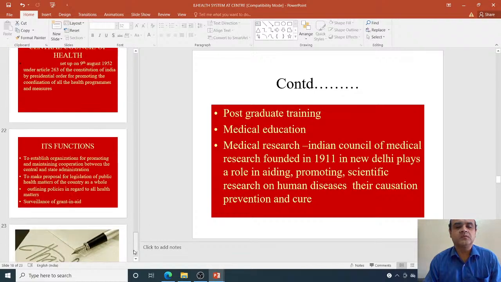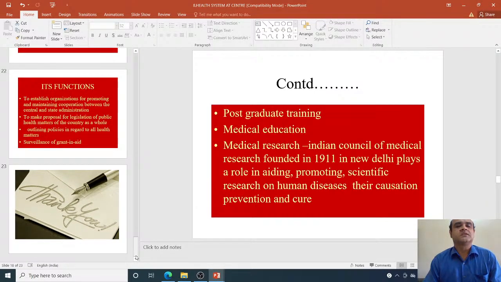So mainly this works on three levels: central, state, and regional level. The regional level also comprises primary health care, with primary health centers and community health centers. So three levels, and based on three objectives: prevention, treatment, and rehabilitation.